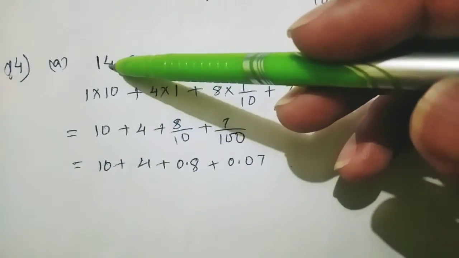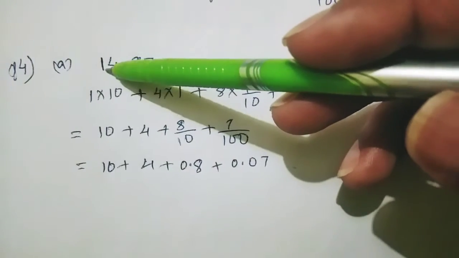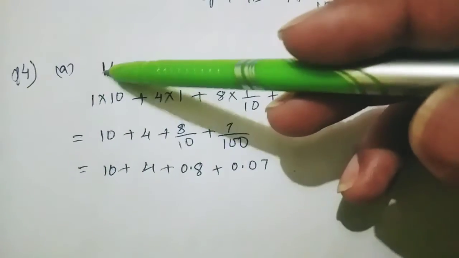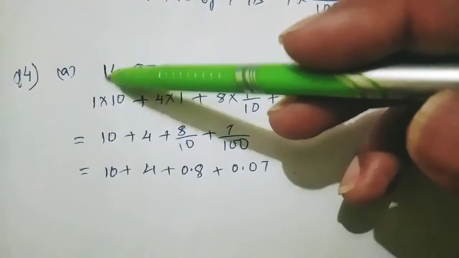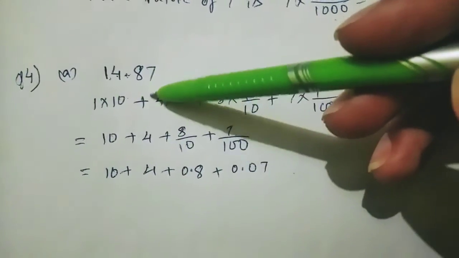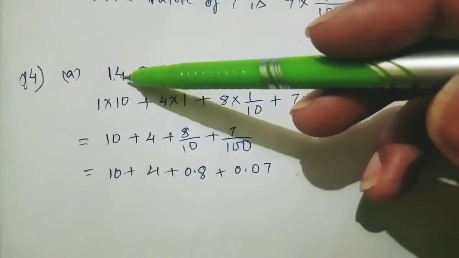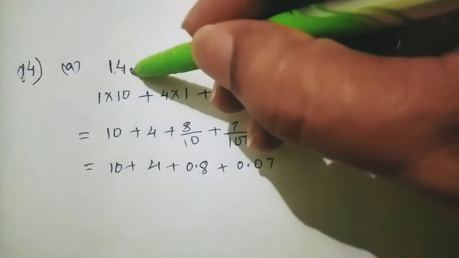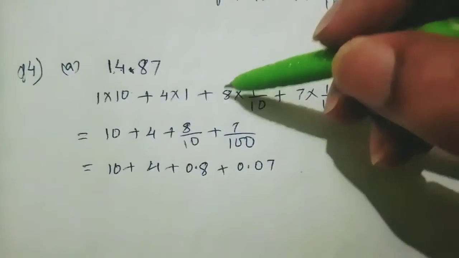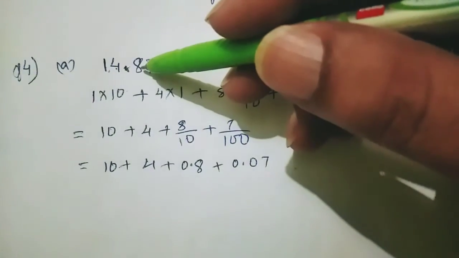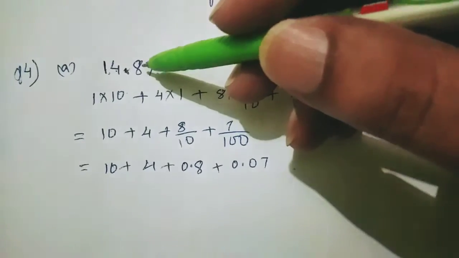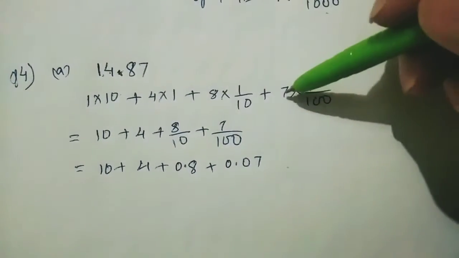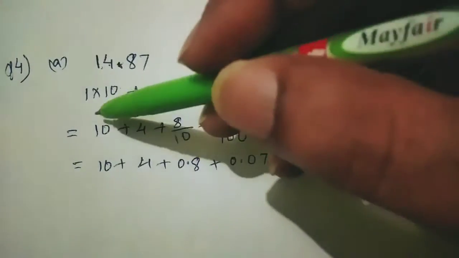So in this place value, 4 is in 1's place, 1 is in 10's place. So you have to multiply the digit and the place value. 1 into 10, plus 4 is in 1's place, so 4 into 1, plus. Now this decimal point is the boundary. After that, what is the place value of 8? The place value of 8 is 1 by 10, so you have to multiply 8 into 1 by 10. Then the place value of 7 is 1 by 100, so 7 into 1 by 100.